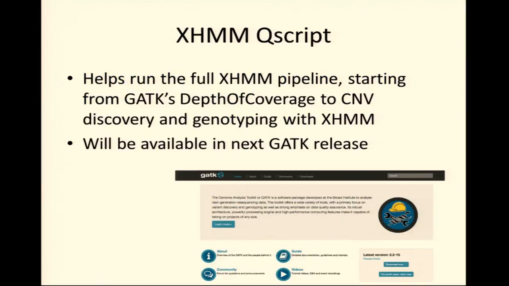One of the important points was also parallelization. I'm not going to go into details right now, but there is a Q script that lets you run the full XHMM pipeline basically as described in the tutorial. This slide is a little bit out of date; it's actually part of the GATK release for the past couple of months. So if you're using the full GATK release, you can get the XHMM Q script and run the full pipeline. Basically the input is BAMs and an exome target list, and the output would ultimately be the CNV calls and the VCF that gives you the genotypes for all samples.